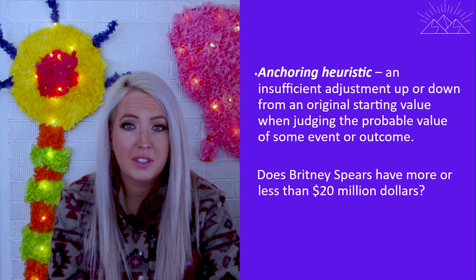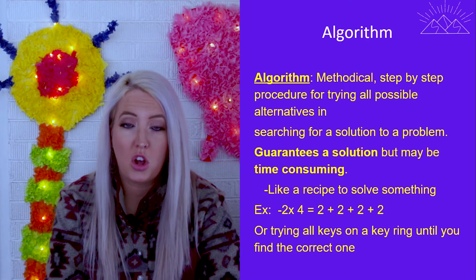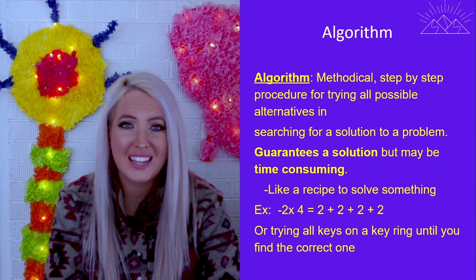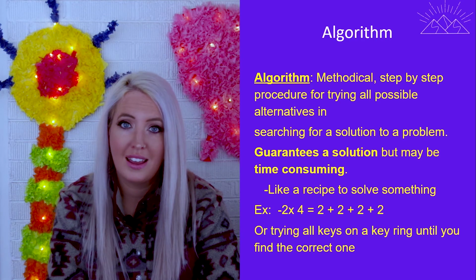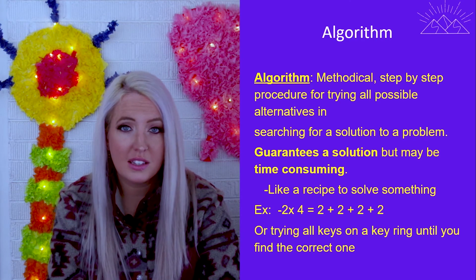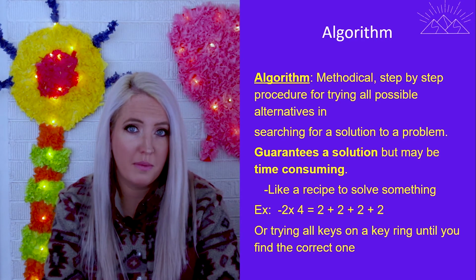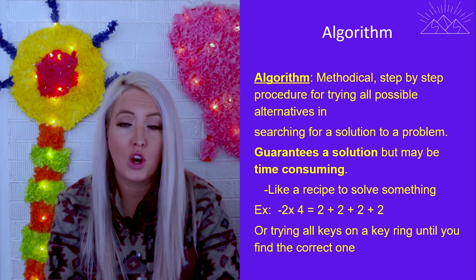A more reliable type of problem solving is known as an algorithm. And algorithms are step-by-step processes that we use that are going to guarantee results. They're not as fast as heuristics, and that's why we often use those rule of thumb, but they're more likely to guarantee a correct answer.